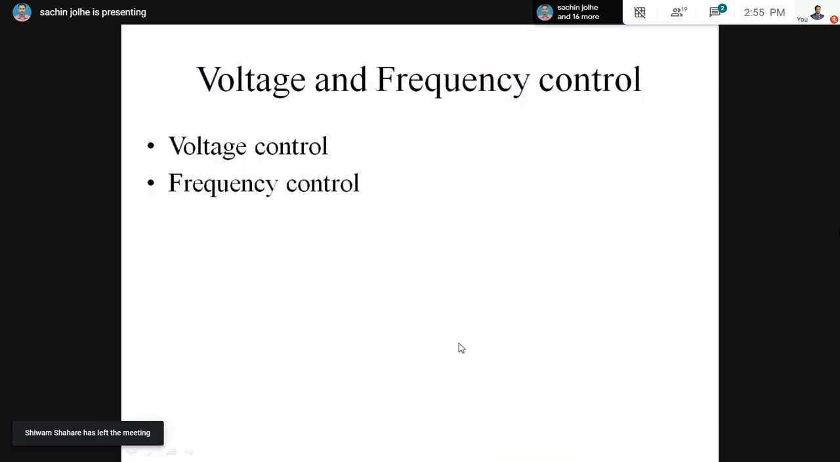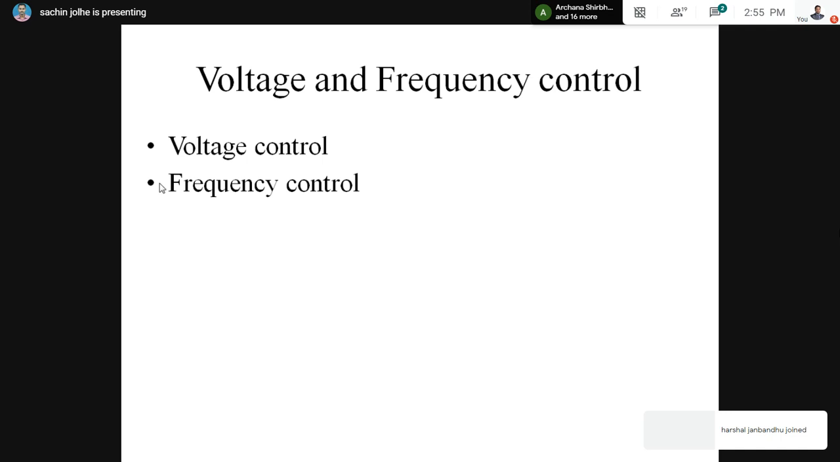Now, what we want is constant voltage and constant frequency. The variation in frequency should be very small. Normally, the frequency is fixed at 50 hertz, and the variation allowed is only 0.5. Previously it was 5%, so 2.5 less or 2.5 more was admissible. But nowadays it is not the case.